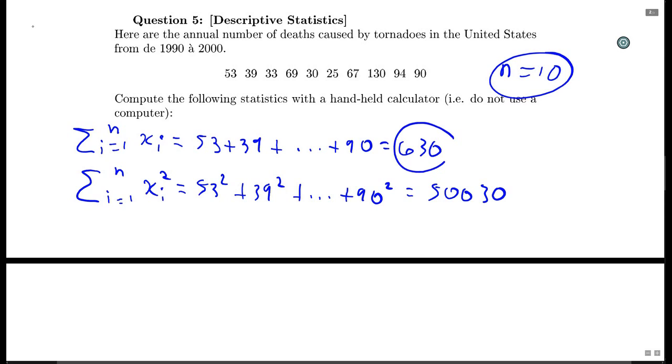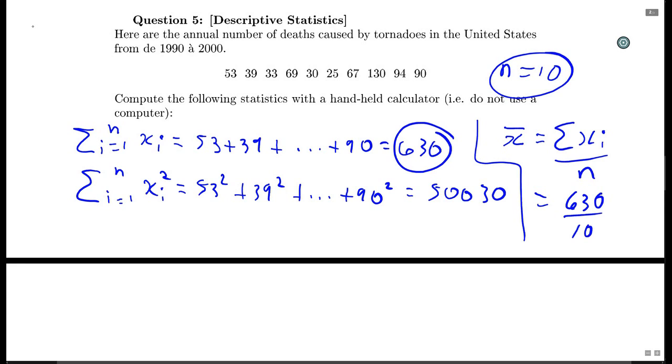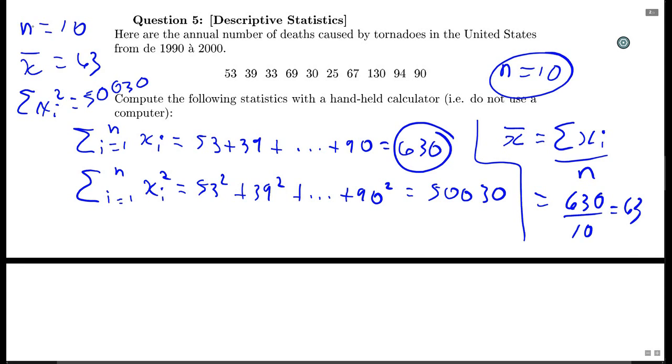Okay, so with the total, which is 630, we can get the sample mean. So this will denote as x bar. This is the sum of the observations divided by the total number of observations that we have, so the sample size. And so this is 630 in this case divided by 10, which is 63. Okay, so I'll keep this information on the side. So I have n equal to 10, and then I have x bar, which is equal to 63, and then eventually I'll also need the sum of the squares, which is equal to 50,030.